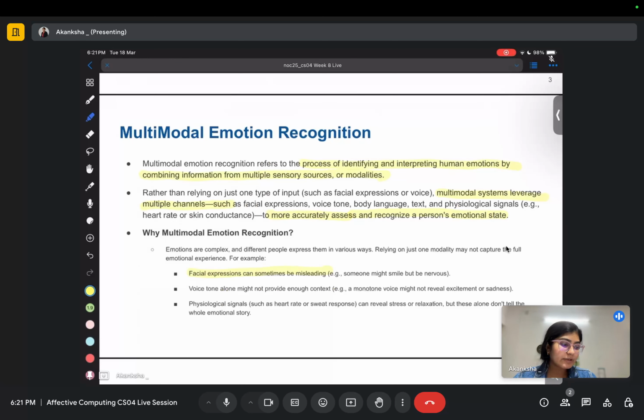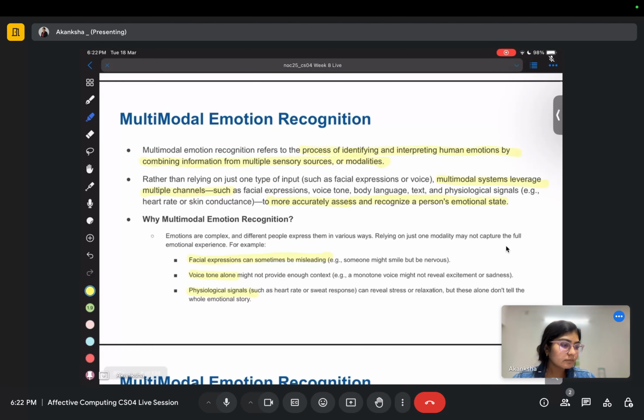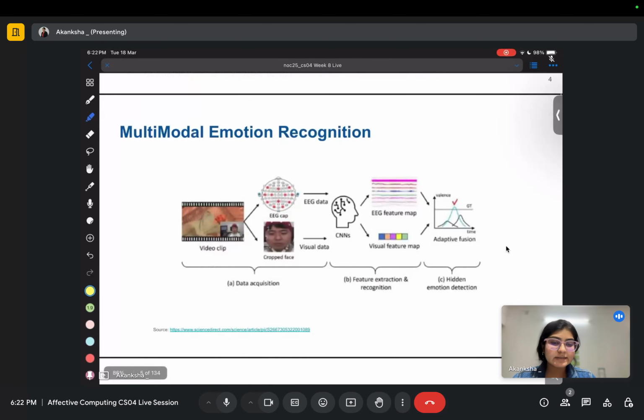So it's better that we use a combination of all these modalities, and we design the systems in such a way that from each modality we are getting complementary information, and the information is not redundant. So this is an example of a multimodal emotion recognition system.